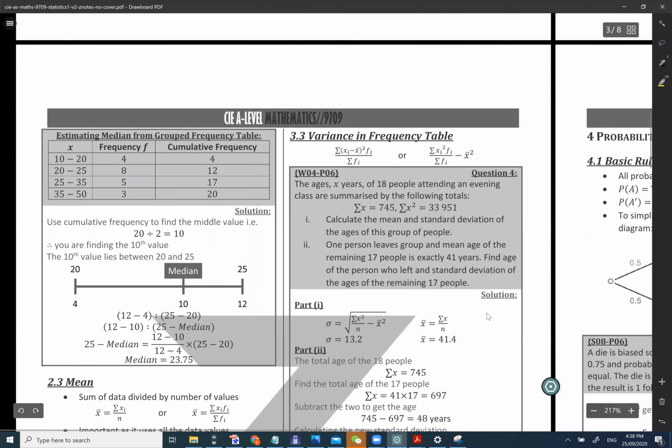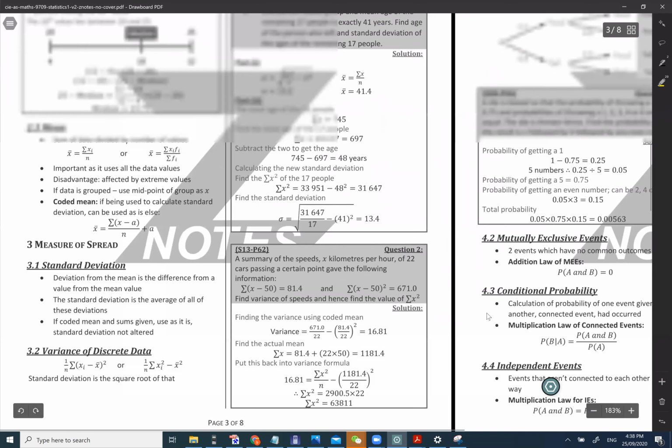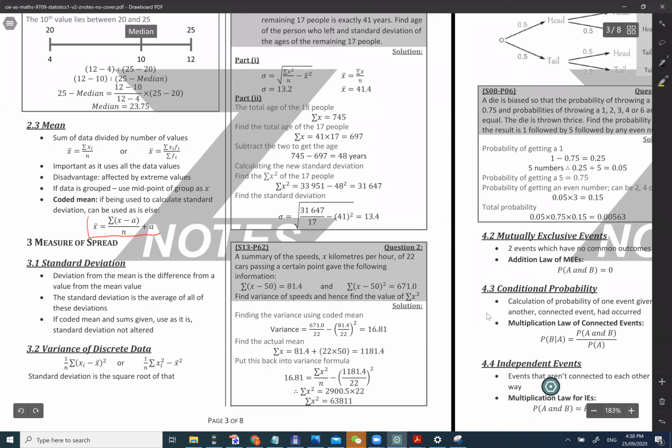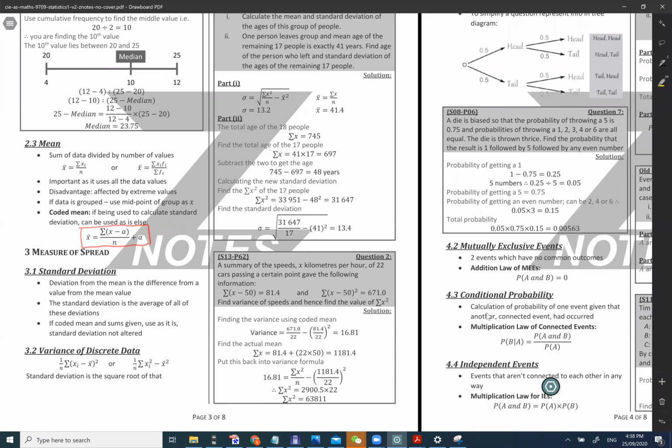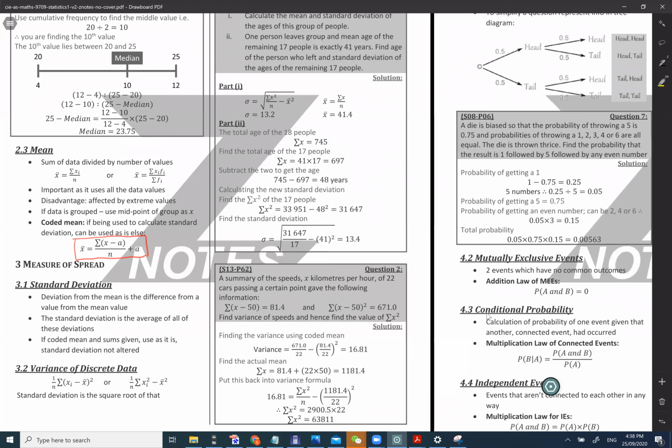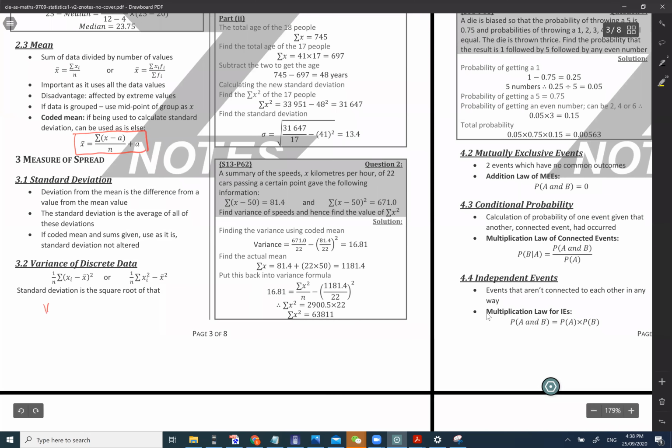For the mean and the median, I always ask everybody to memorize this formula and this formula. The following formula here. For variance, 1 over n sum of x squared minus x bar squared. 1 over n sum of xi minus x bar squared. Or 1 over n sum of xi minus a, squared.